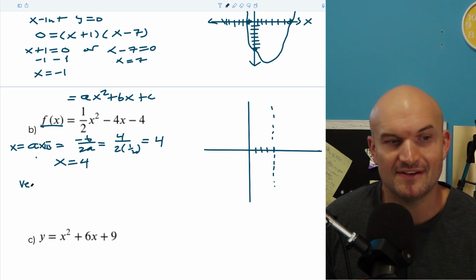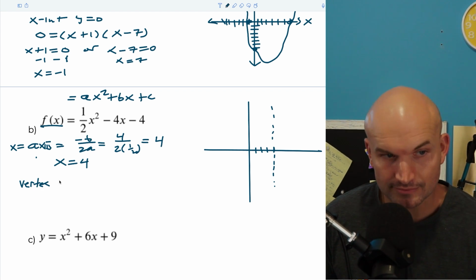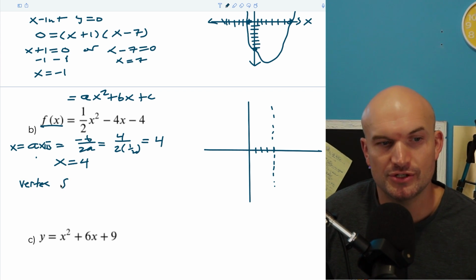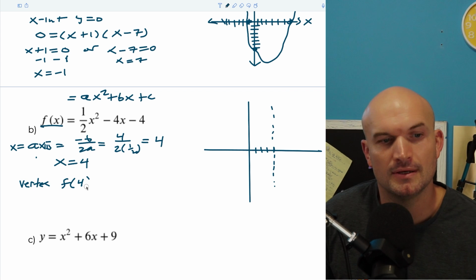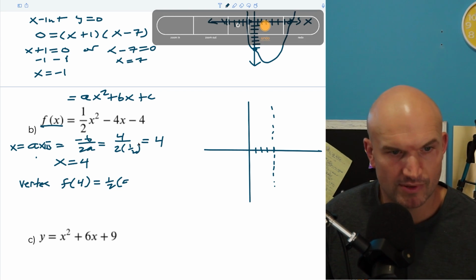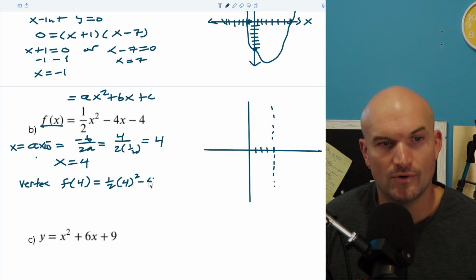To identify the vertex, what you're simply going to do is take the axis of symmetry, in this case 4, and find the y value of that, or the output value. So you're going to say f of 4, and now you're just going to plug in a 4. So I have 1/2 times 4 quantity squared minus 4 times 4 minus 4.